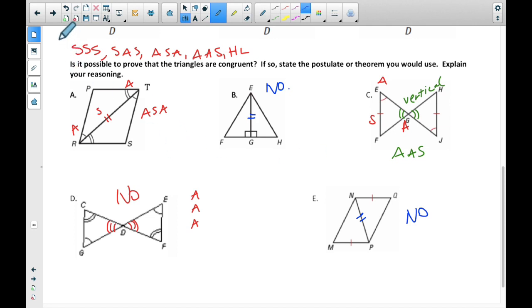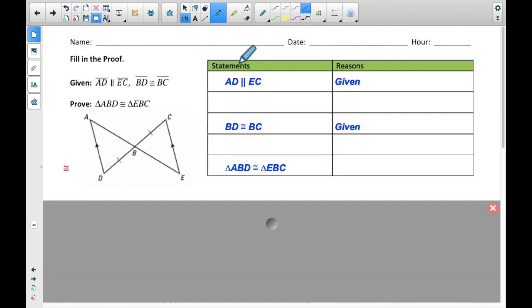Let's turn the page. All right, on this page, we're going to be dealing with some proofs. I want to put my bars above my segments. Sometimes I forget those. All right, I have some givens filled in, and I have my proof statement filled in, so you take a second to do that.